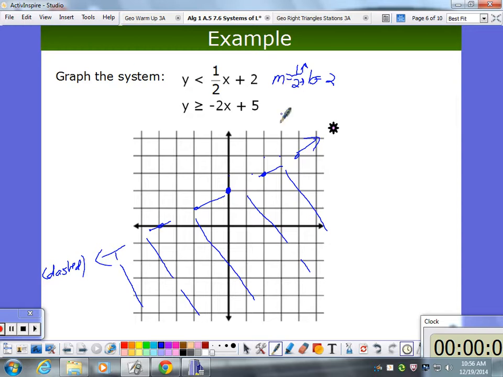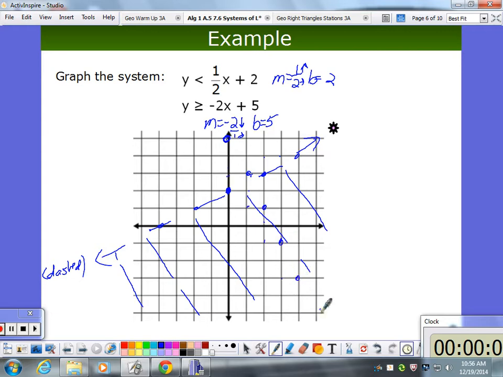Okay, now we graph the other one. Negative 2x plus 5. You get the idea? Some of you are looking ahead. B equals 5 on this one. 1, 2, 3, 4, 5. And this is negative 2, right? Down to the right one. Down to the right one. Down to the right one. Down to the right one.